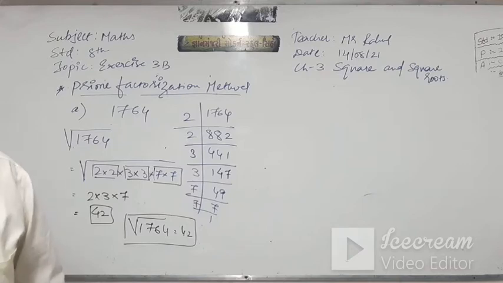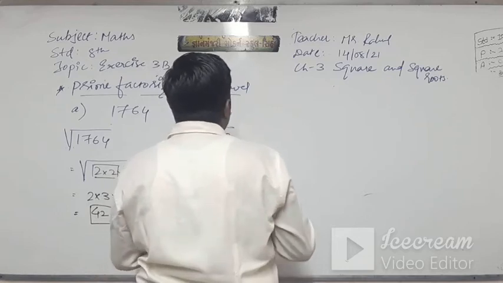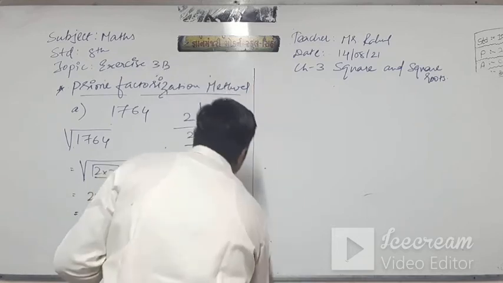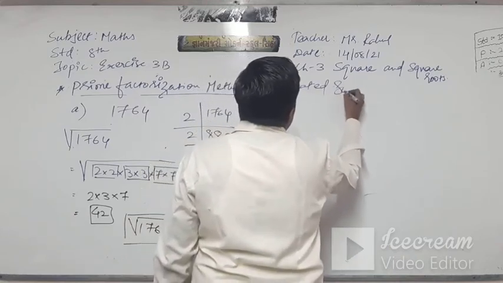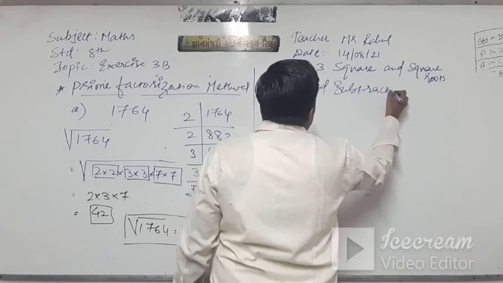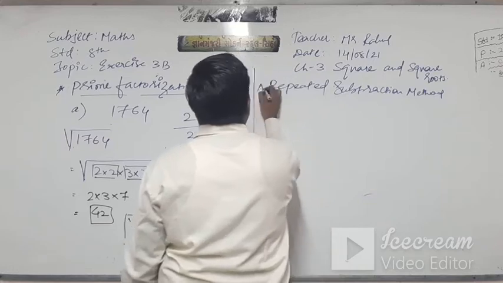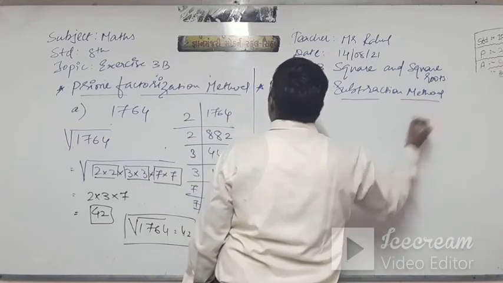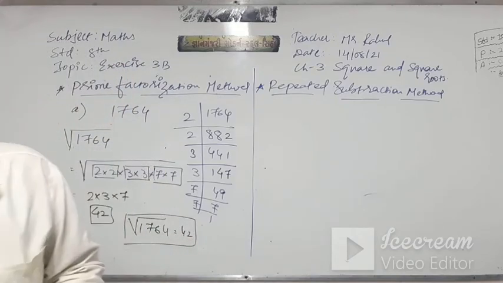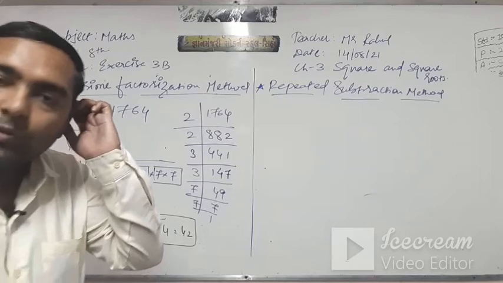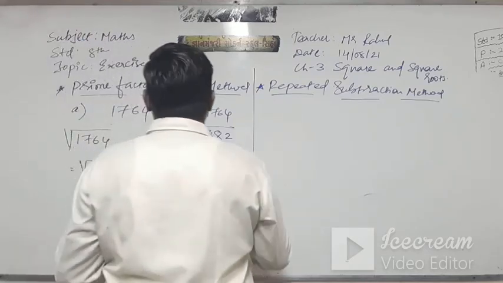Next method is finding the square root by the repeated subtraction method. Second method, that is the repeated subtraction method. So what is the repeated subtraction method? In this one, a number is given, and we subtract the odd numbers from it. Okay, there is 1764.